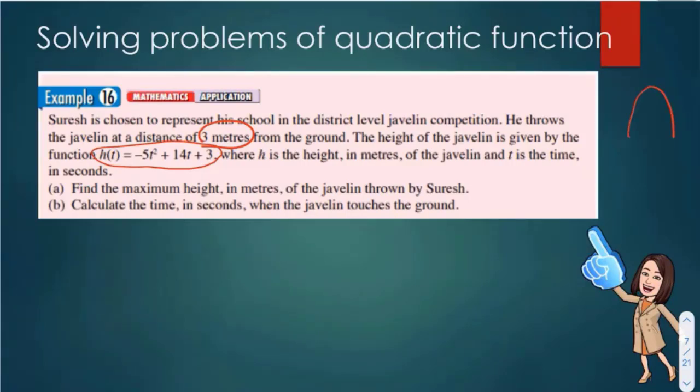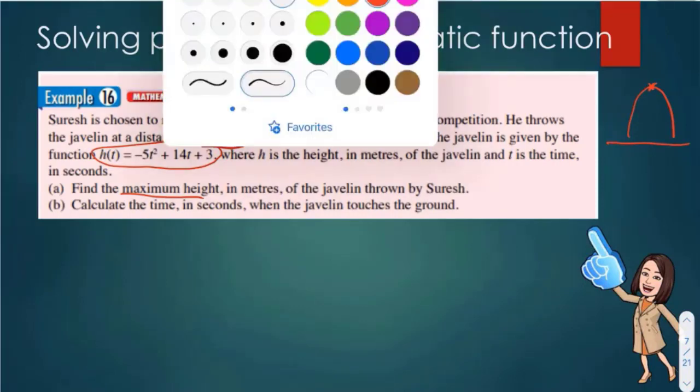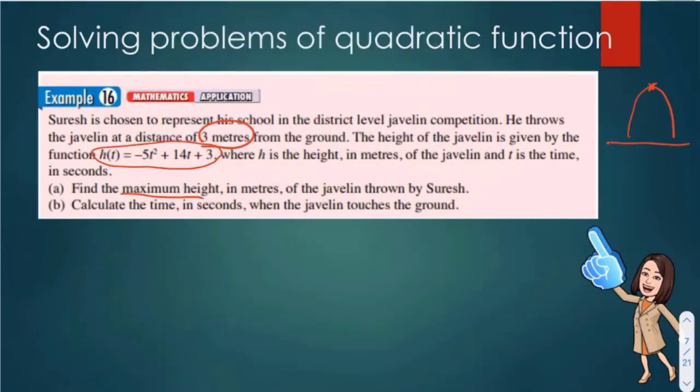Okay, then this is the ground. So now we want to find this point, the maximum. That's why there is a maximum height of the javelin thrown by Suresh. So actually you want to find the maximum. This is a general form. How to make it easier for you to find the maximum point? Remember now what you do? Completing the square. Yes, you have to do completing the square. You can manage to get the maximum point, right? So do completing the square as usual.